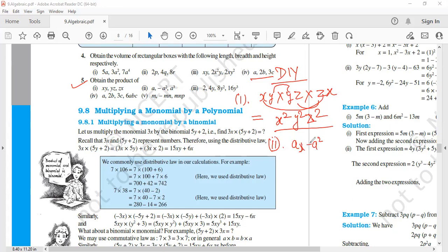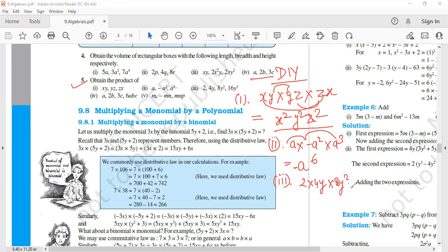Second one, a comma minus a square, or you simply multiply directly, and a cube. So this will give you a multiplied by a square into a cube, which gives a raised to power 1 plus 2 plus 3, that is a to the power 6. And what about the sign? Because the minus sign is there, the multiplication of this one gives you minus, and again this one gives you minus. So finally the minus sign will come over there.